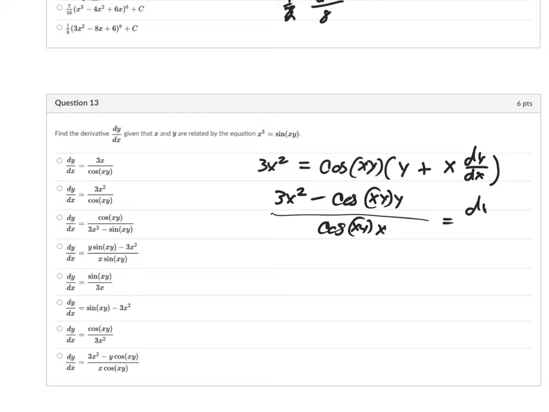And that's going to be equal to dy over dx. Okay, so it looks like this bottom one is going to be our option.